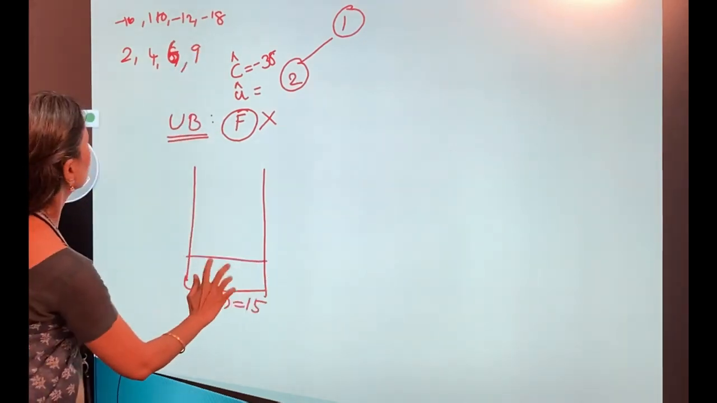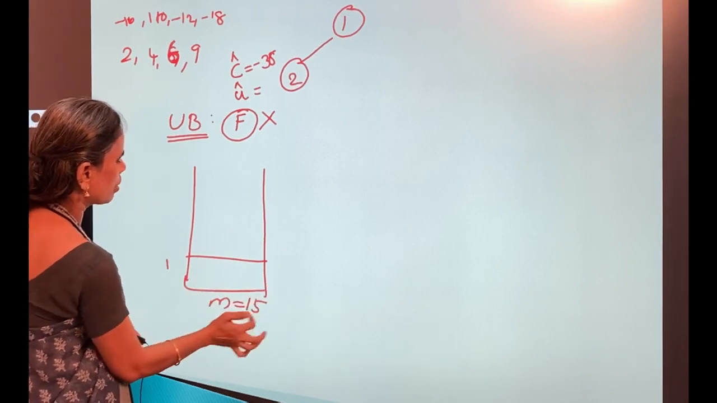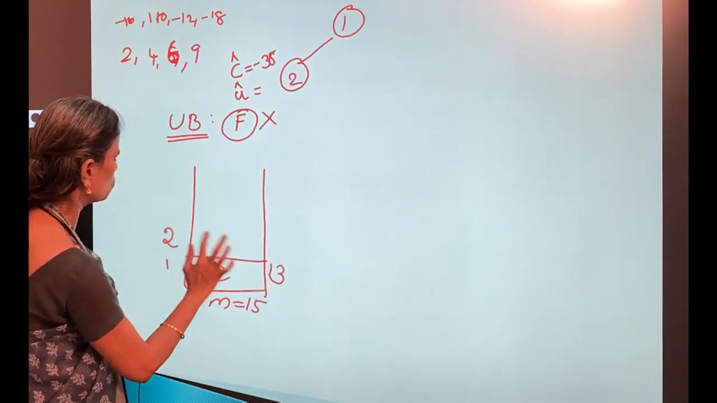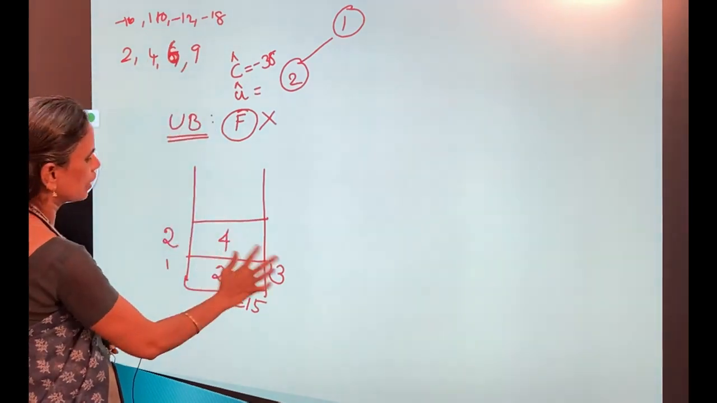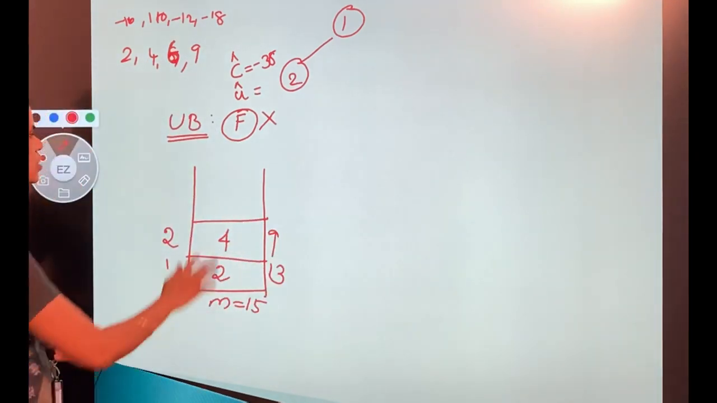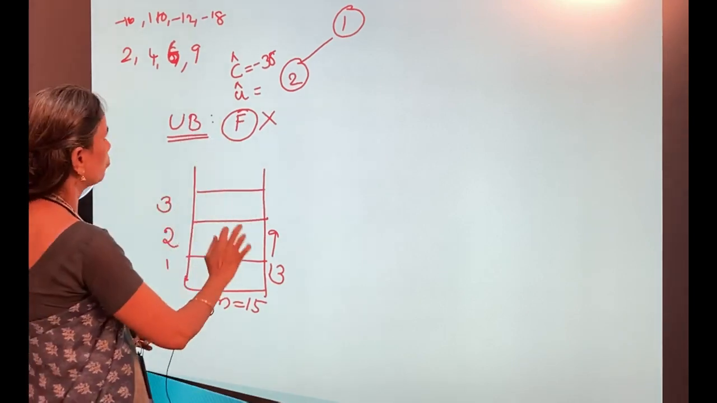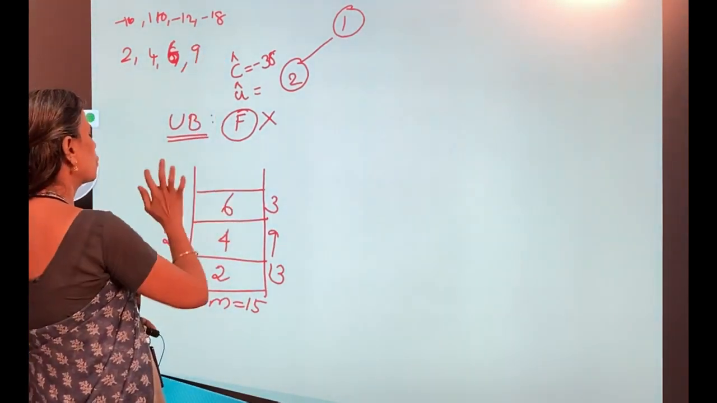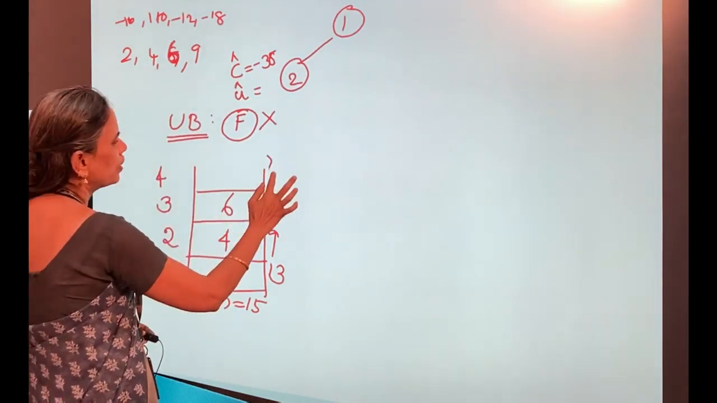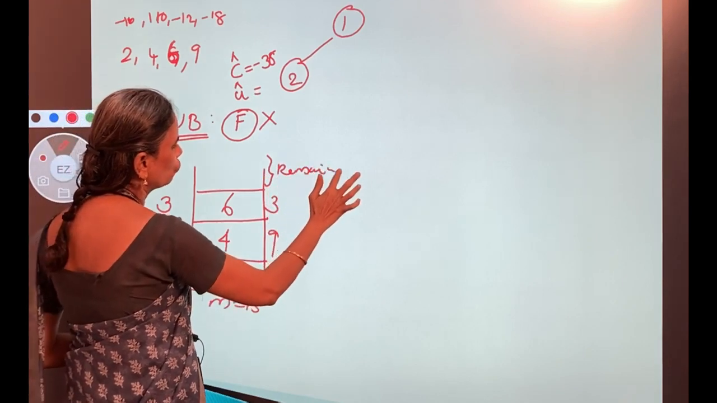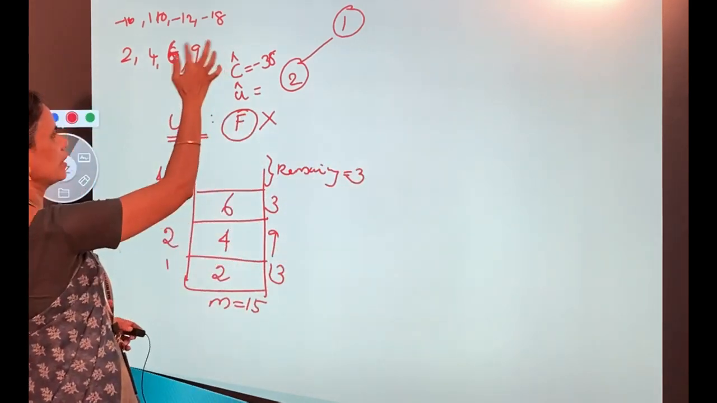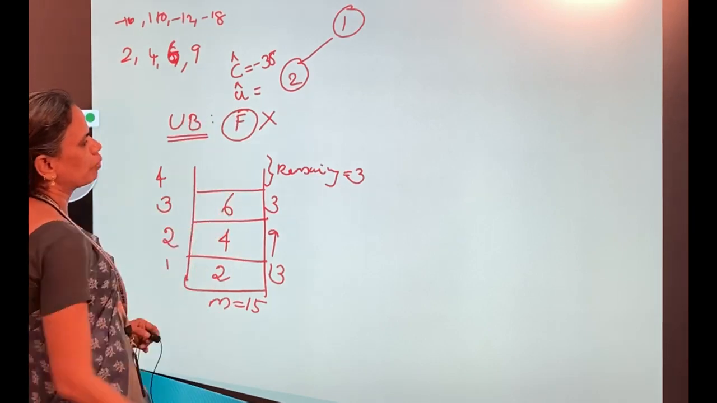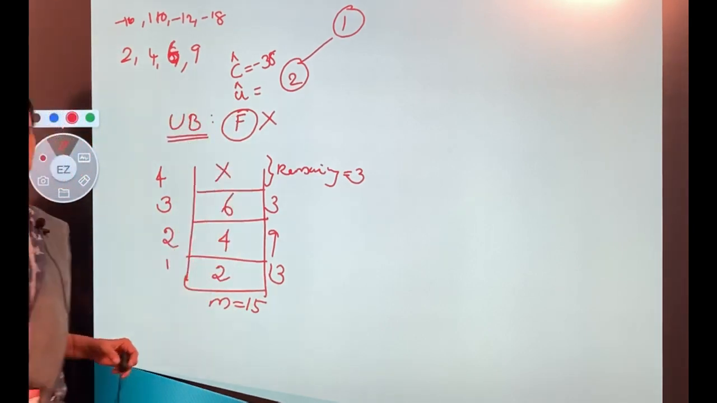First include object 1. Its weight is 2, so the remaining capacity of the bag will be 13. Next include object 2, whose weight is 4. The remaining capacity is 13 minus 4, which is 9. Next include object 3, whose weight is 6. The remaining capacity of the knapsack will be 3. To include object 4 we have only 3 remaining, but its weight is 9. We cannot make any fractions for the upper bound, so we have to ignore object 4.